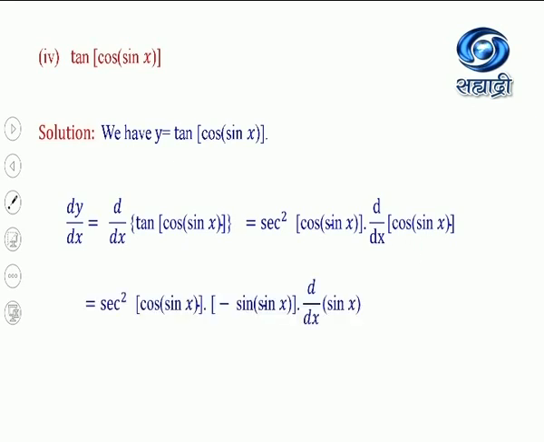Here, sec square of bracket stays as it is. The derivative of cos of sin x is minus sin of sin x into d by dx of sin x, by using the chain rule. Now, dy by dx equal to, the derivative of sin x is cos x. The minus sign remains the same, sin of sin x remains the same, and sec square of cos of sin x remains the same. Now this is our answer, dy by dx equal to this.